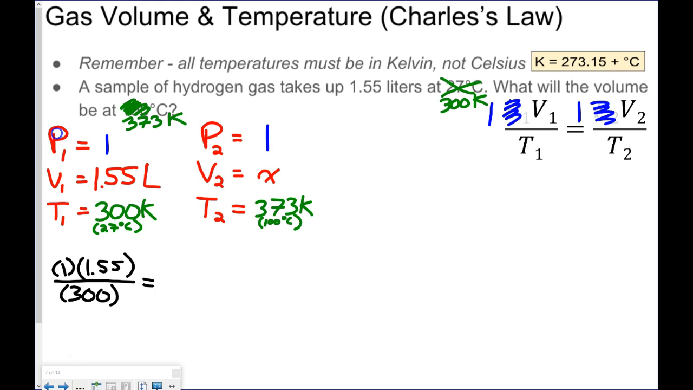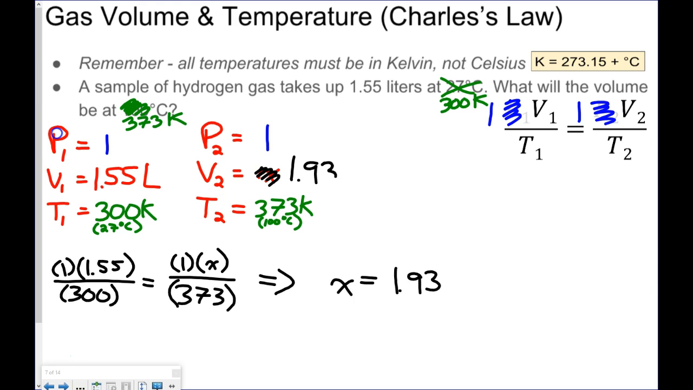Set up my combined gas law, fill in, cross multiply and divide. X is going to work out to be 1.93. So I started with liters, my ending unit is also going to be liters.